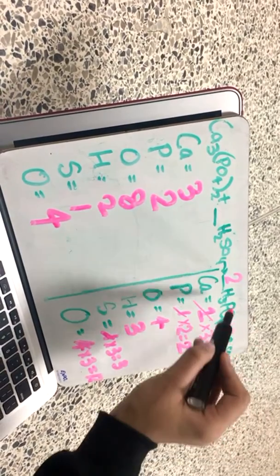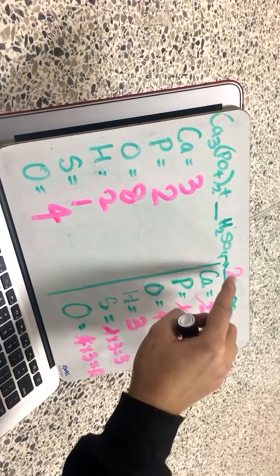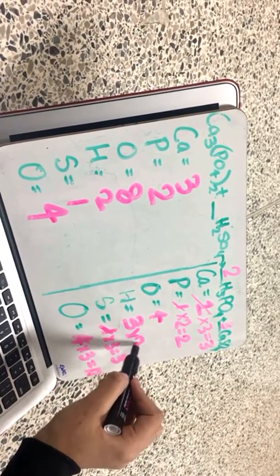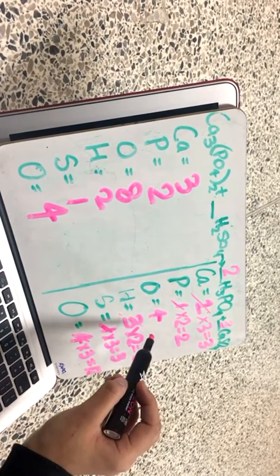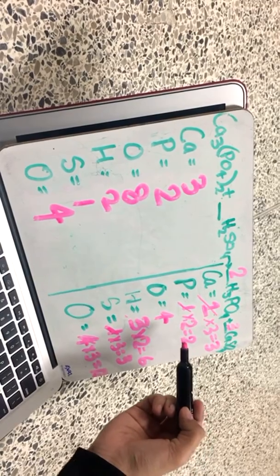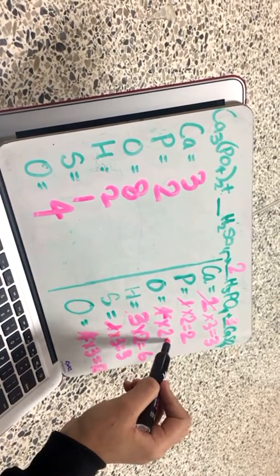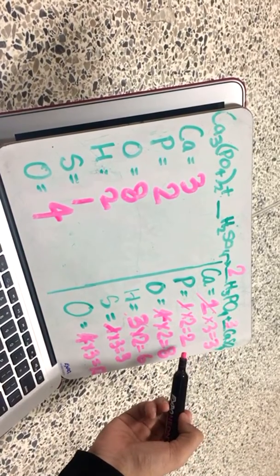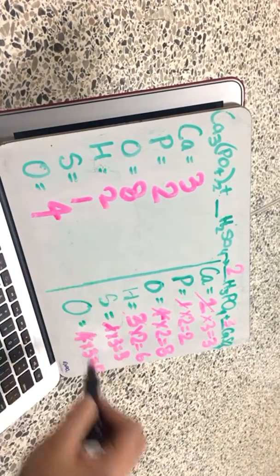It's the same thing. When we put a 2 here and multiply it by the hydrogen, it affects the whole group. So that would make this 6, and then this would make an 8. So the CAs are balanced, the P is balanced, the oxygen is balanced. Now we need to balance the last 3.